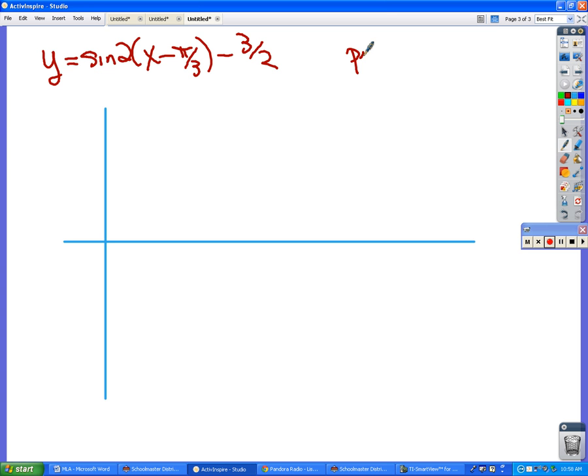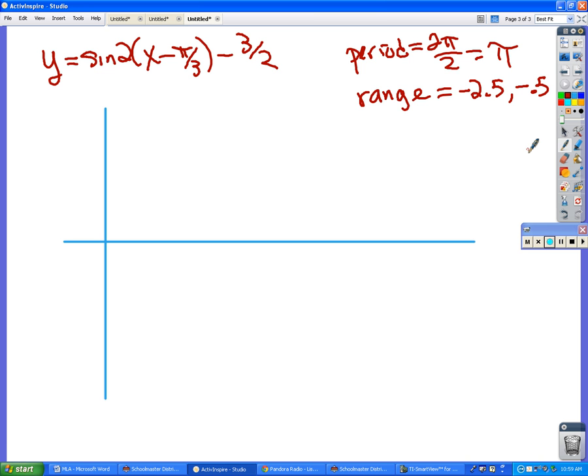Okay, so the first thing that you might notice about the graph of this function is that the period is going to be 2 pi over 2, which is pi. Is everybody good with that? Okay. Then the amplitude is 1, right? Because there's a 1 in front of the thing, but it's being moved down 1.5. So the range is going to be negative 2.5 to negative 0.5.